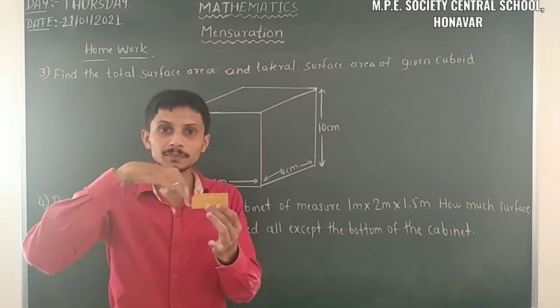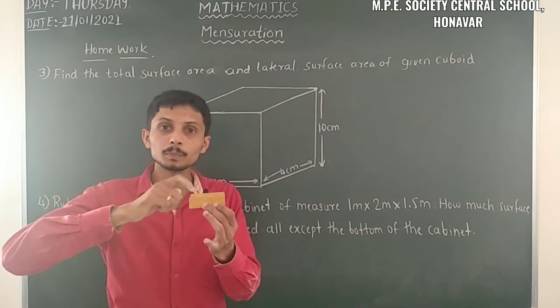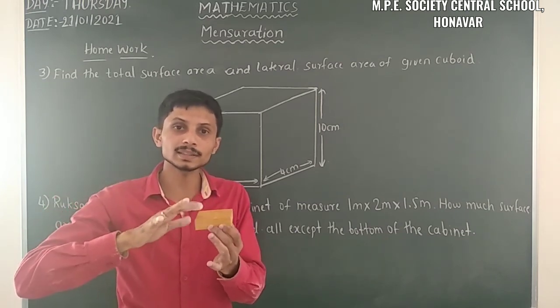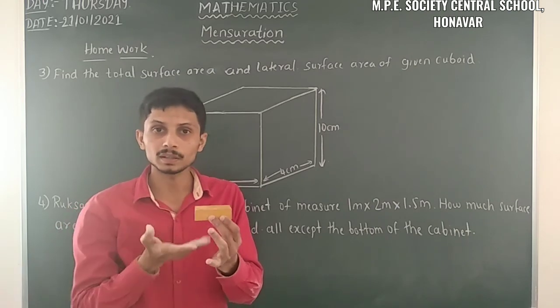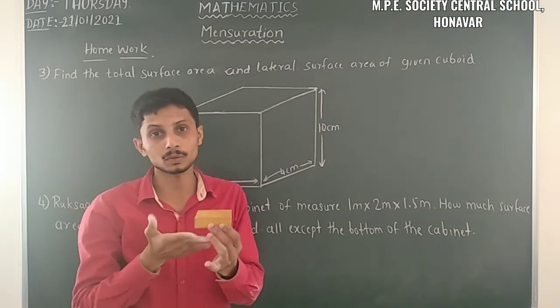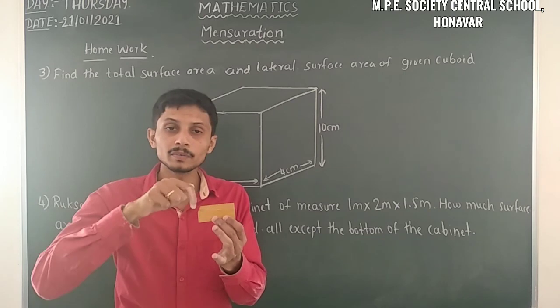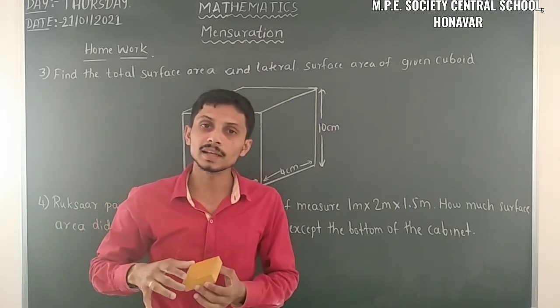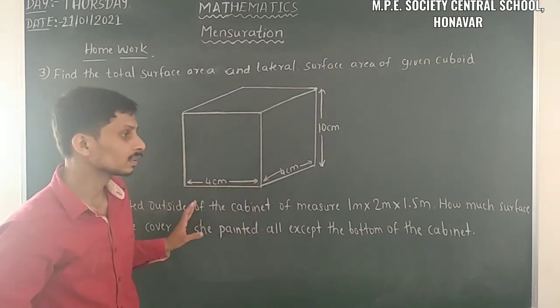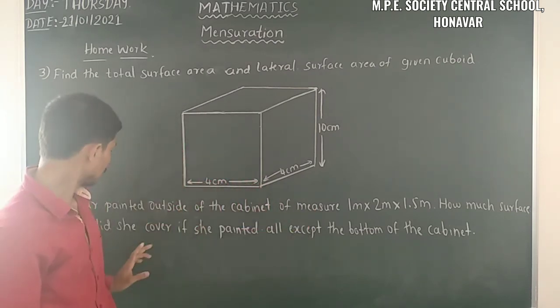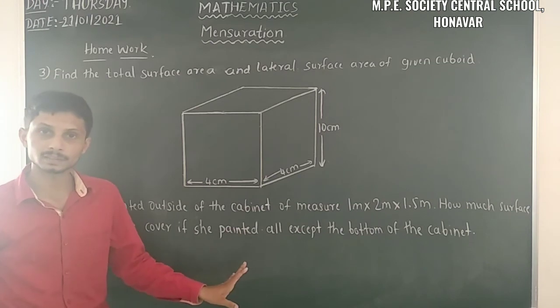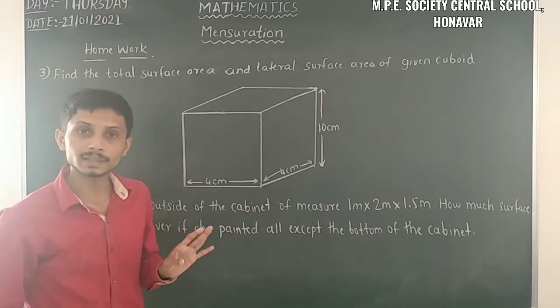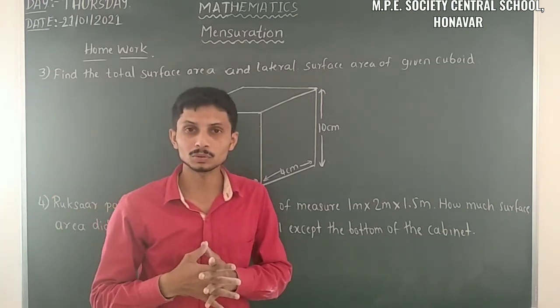So using the measurements, when we neglect the bottom part, only the top part we have to consider. Along with the lateral surface area we have to add L into B. Only one time we have to take L into B and add it to the lateral surface area. Then we can get the value of the total surface area. So she has to paint except the bottom of the cabinet. I hope you understood these things.